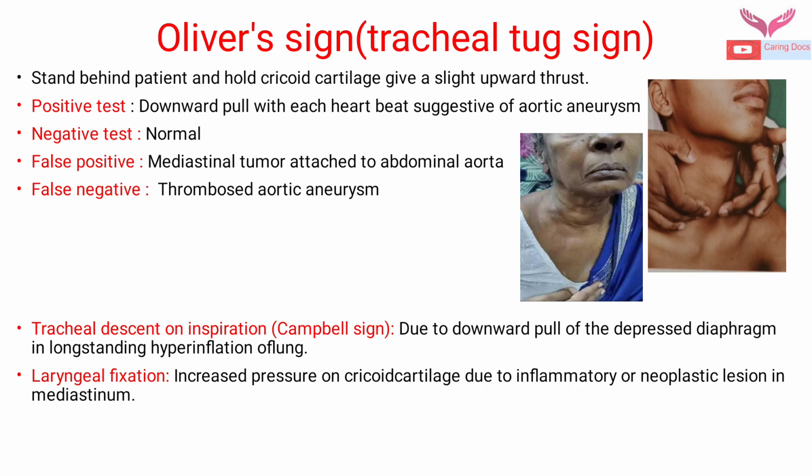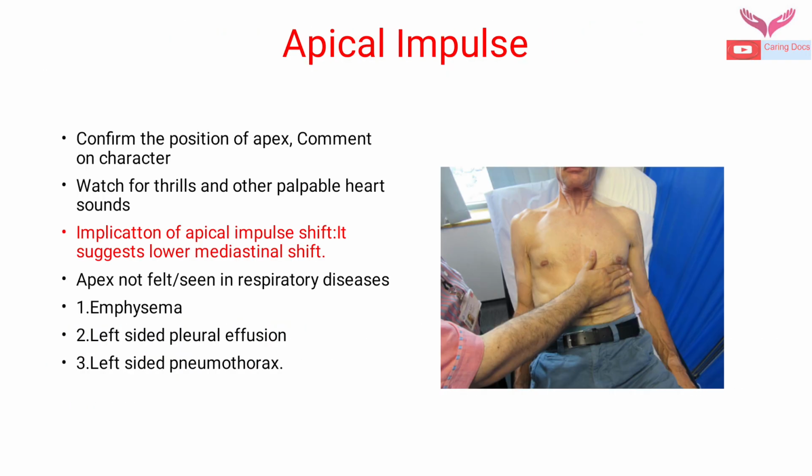Tracheal descent on inspiration is called Campbell sign. It is due to downward pull of the depressed diaphragm in long-standing hyperinflation of the lungs. Laryngeal fixation is seen in increased pressure on the cricoid cartilage due to inflammatory or neoplastic lesion in the mediastinum.